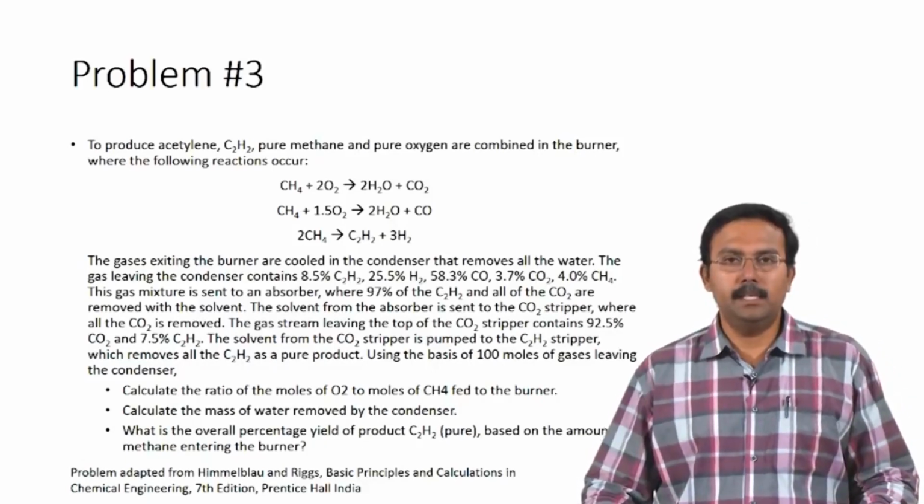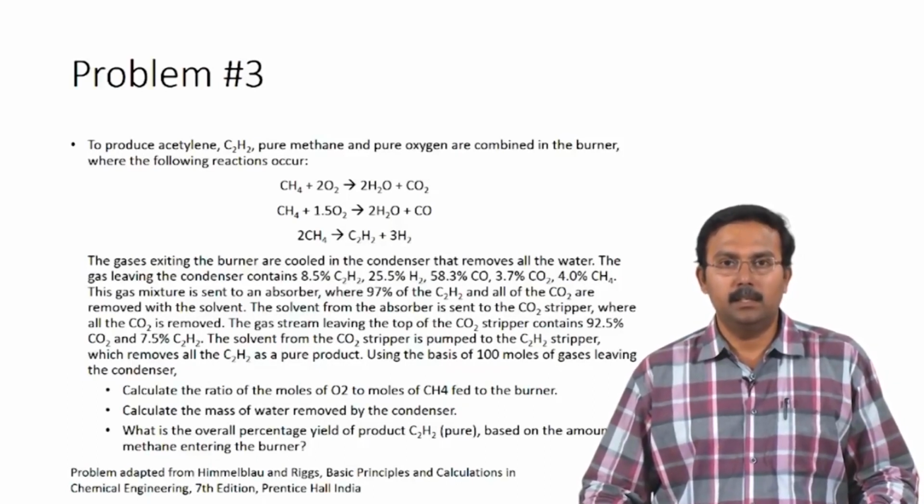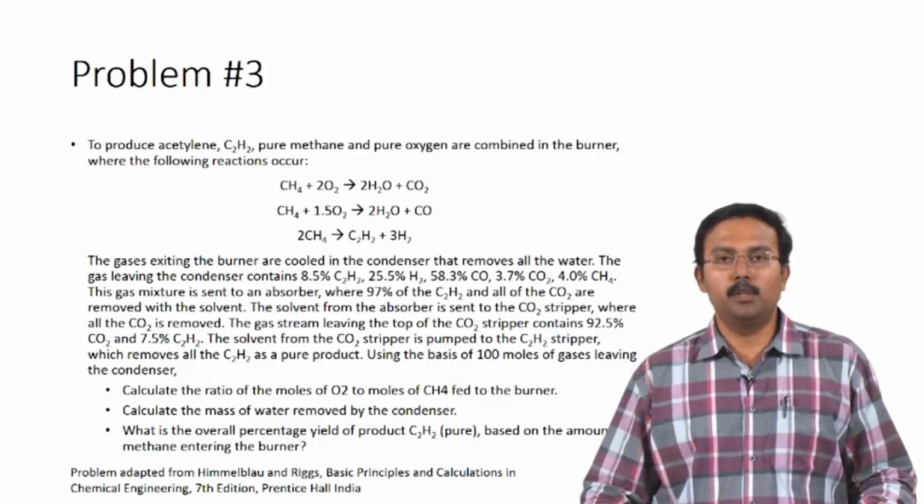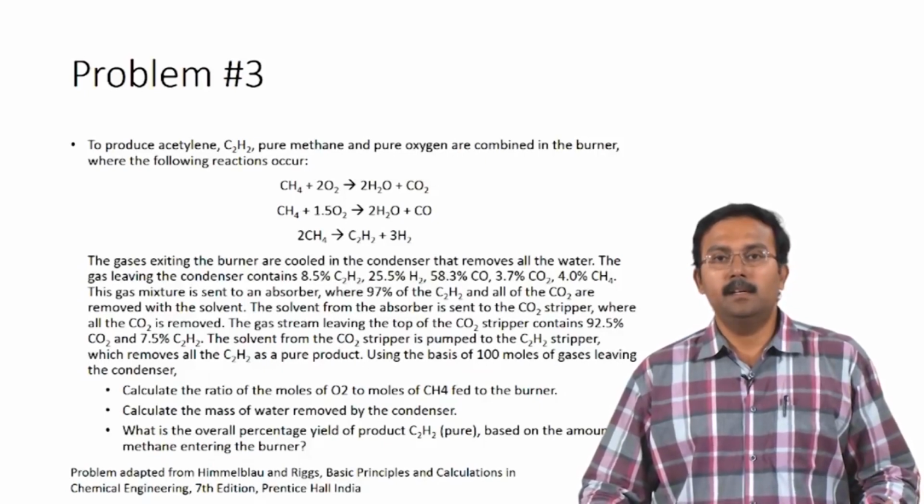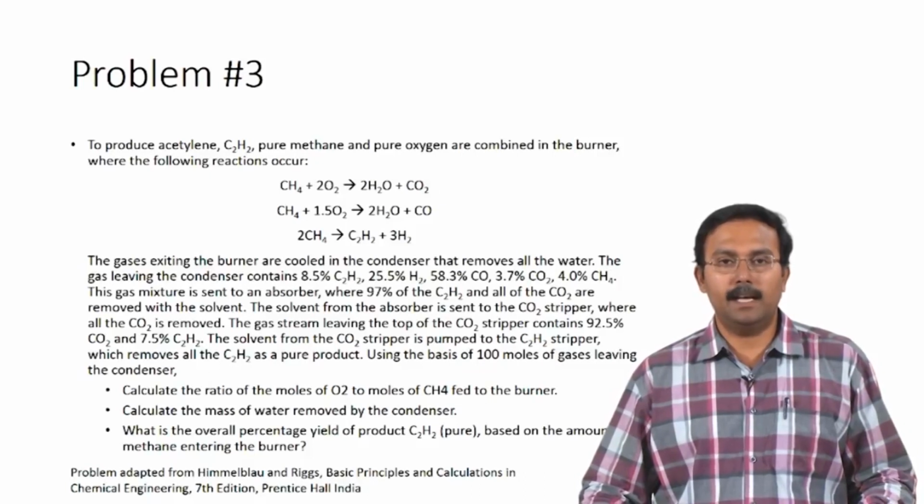To produce acetylene, pure methane and pure oxygen are combined in the burner where the following reactions occur, where methane reacts with 2 moles of oxygen to produce carbon dioxide and water, methane reacts with 1.5 moles of oxygen to produce 2 moles of water and 1 mole of carbon monoxide. 2 moles of methane is dehydrogenated to form acetylene and hydrogen gas. The gases which are exiting the burner are cooled in the condenser, which removes all the water.